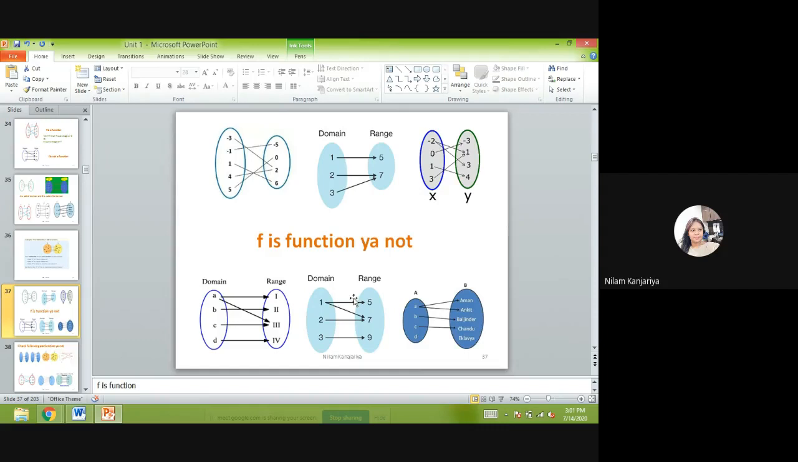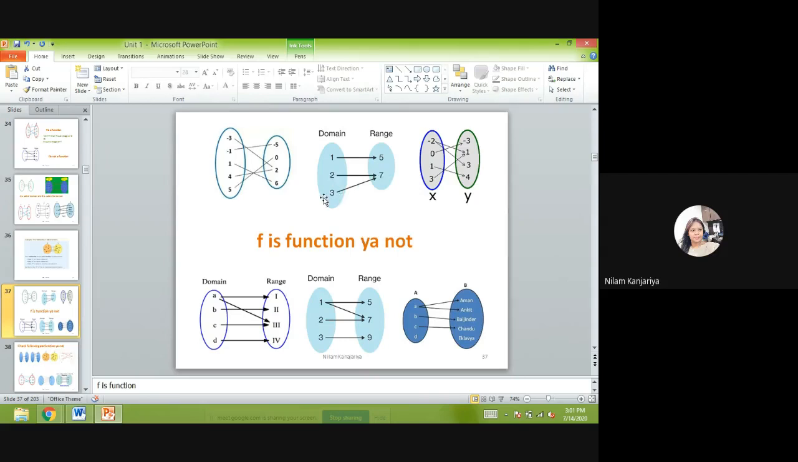Similarly, the previous one has a two image, pre-image. It's not possible. One is fine. One is 7, which is not possible. And here, one person studying in two standards is not possible. So it is not a function, and it is a function because every element has a single image.